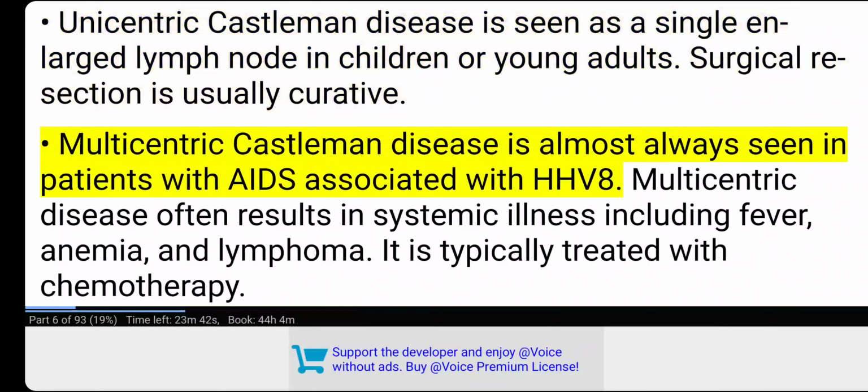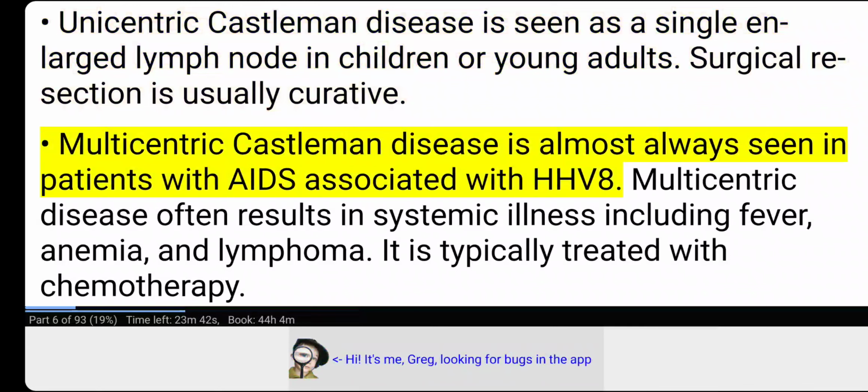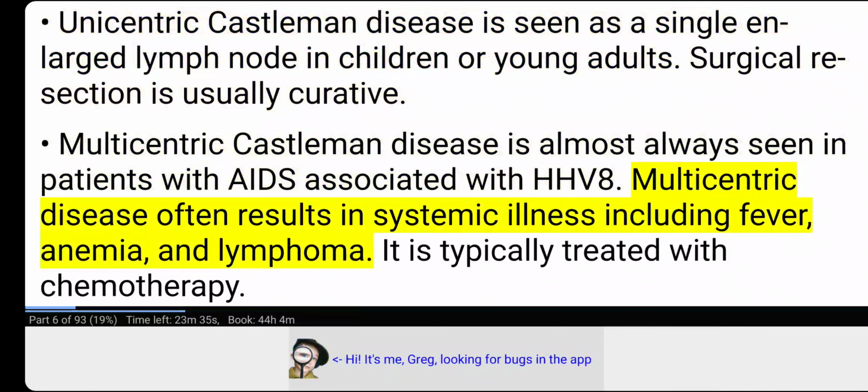Multicentric Castleman disease is almost always seen in patients with AIDS, associated with HHV8. Multicentric disease often results in systemic illness including fever, anemia, and lymphoma. It is typically treated with chemotherapy.